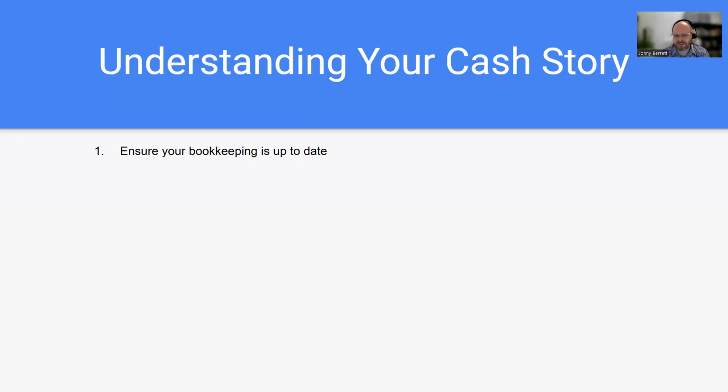So to start out, an approach for you to understand your cash story a little better is to, number one, ensure that your bookkeeping is all up to date. And then from there, download a statement of cash flows from whatever software you're using, QuickBooks or other accounting software, and look at this statement of cash flows and go ahead and see where the cash went.